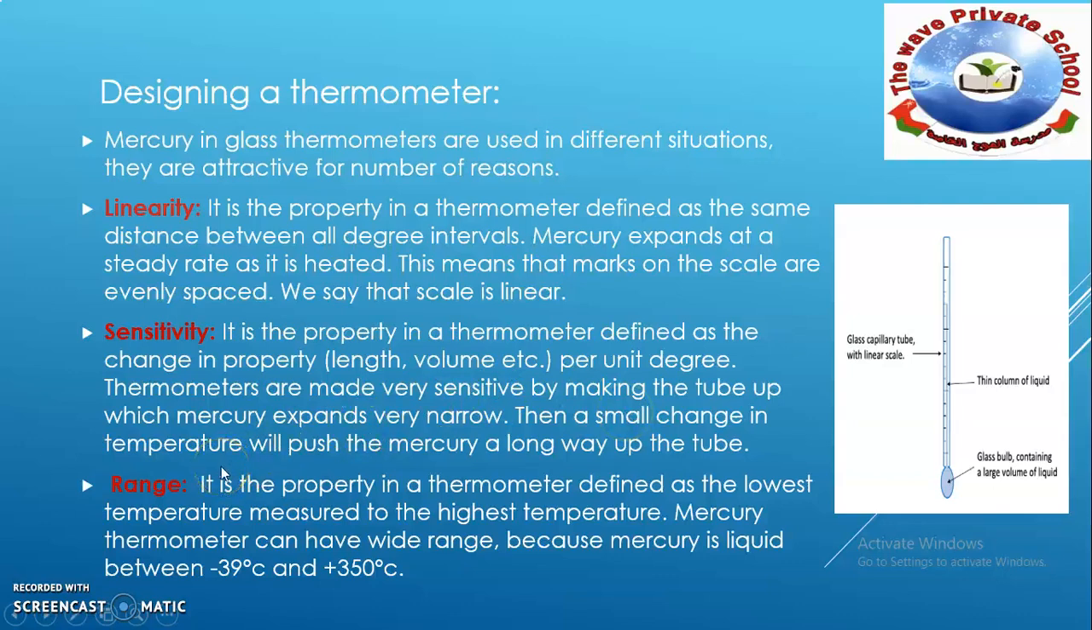And the third point is range. What is the range? It is the property in a thermometer defined as the lowest temperature measured to the highest temperature. It means that there is a difference between two temperatures, the lowest temperature and the highest temperature. Mercury thermometers can have a wide range because mercury is liquid between minus 39 degrees centigrade and plus 350 degrees centigrade. So these are the ranges for mercury thermometers.